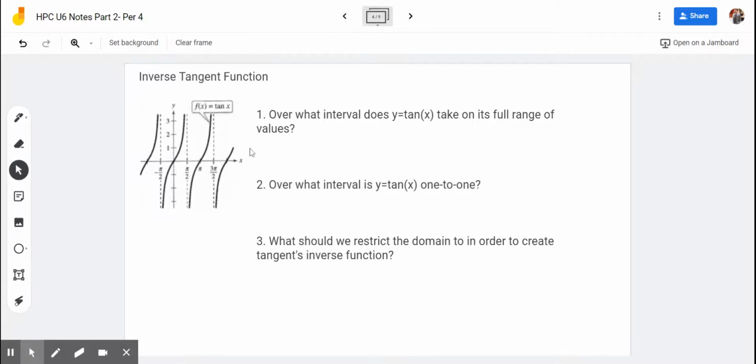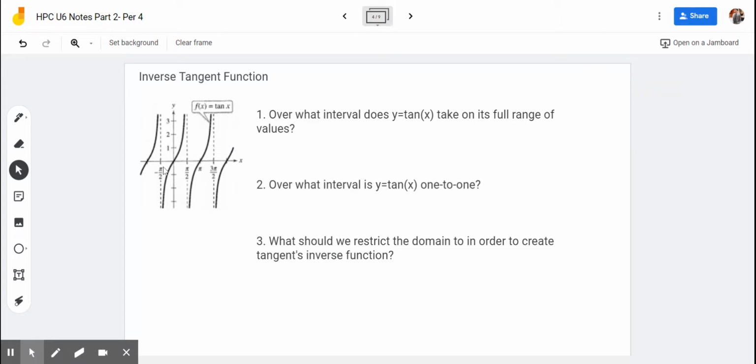In this video, we're going to go over the characteristics of the inverse tangent function. So here on the left, we're given the graph, the parent function of tangent of x. Over what interval does y equals tan of x take on its full range of values?